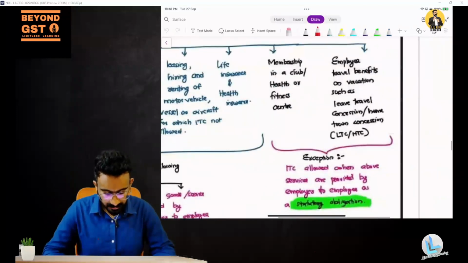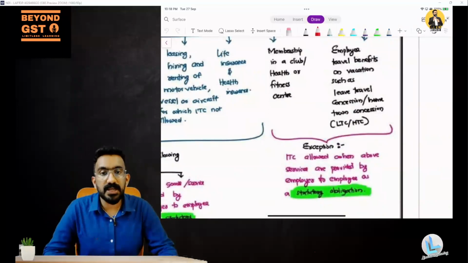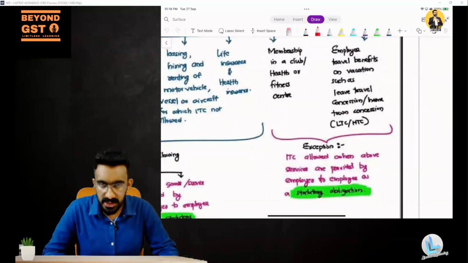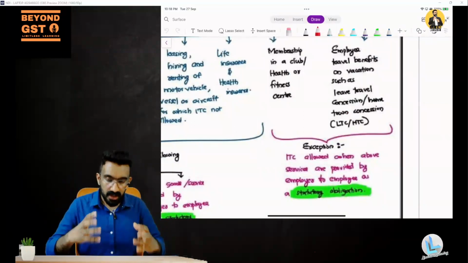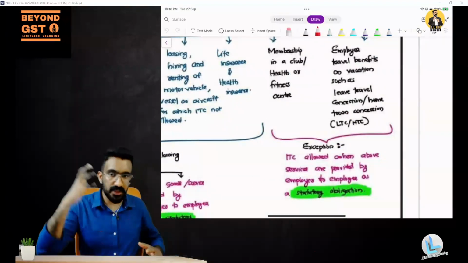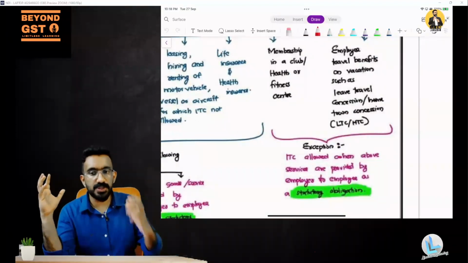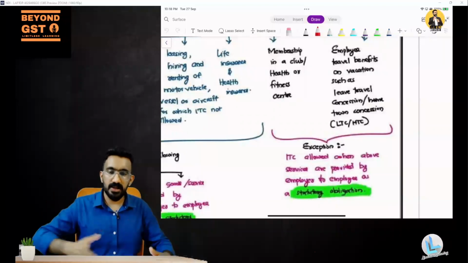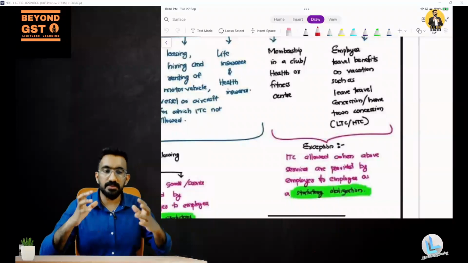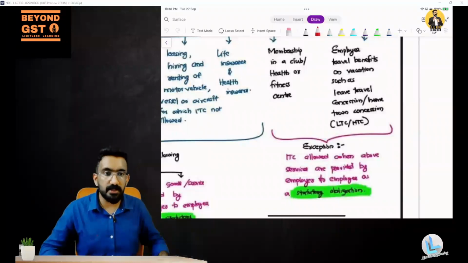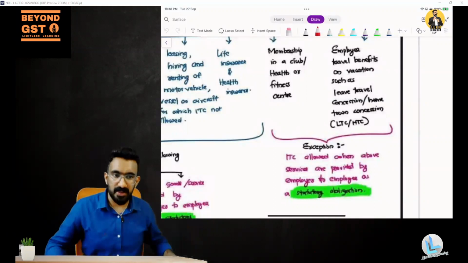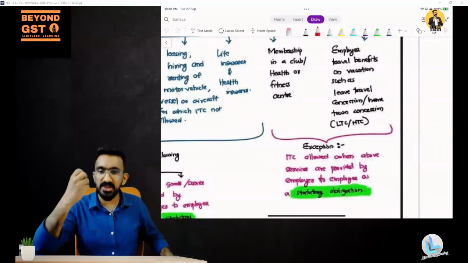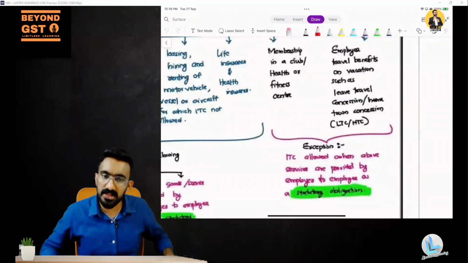Now in clause B, the next two items are membership in a club or health or fitness center, and employee travel benefits on vacation such as leave concession or hometown concession. Now think, the employer, Ernst & Young, says that for every employee in Ernst & Young, we will give you a gym membership. Say 100 employees from Ernst & Young take gym membership, paying 50,000 plus GST. Who will make this payment? Ernst & Young makes this payment. Now, Ernst & Young wants to take credit on the GST paid on this club membership. Can Ernst & Young do it?